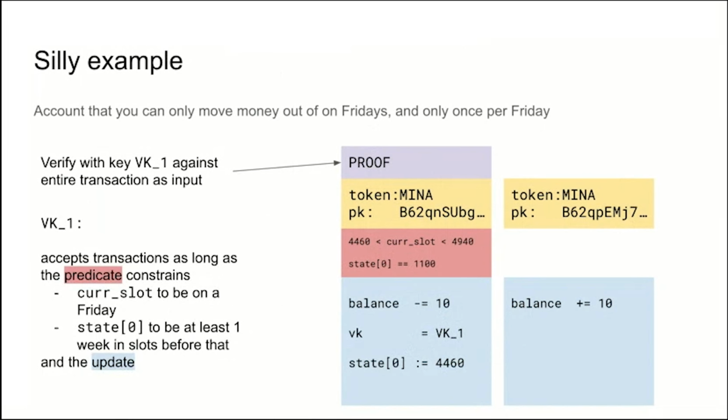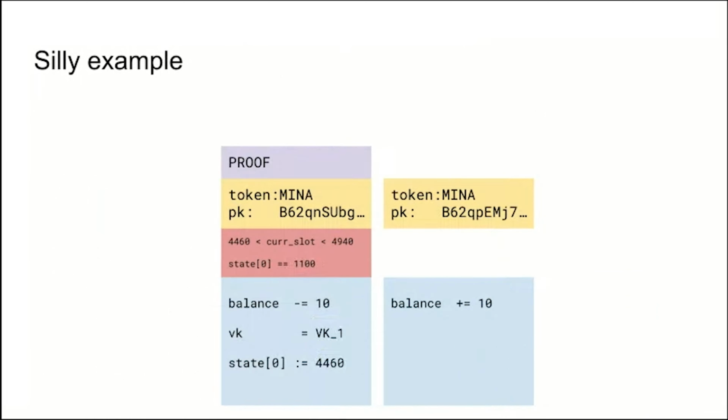And VK1 will also say the update part of the transaction must do the following. It must set state 0 to the beginning of the interval that was specified for the predicate. So the total effect of this is you can only transact in this account if currently it's Friday and the last time the account was touched, which is recorded in state 0, was at least a week ago. And so that's a silly example. I hope that makes sense. Right, so this was the example.